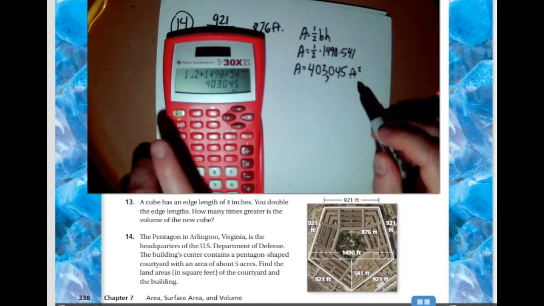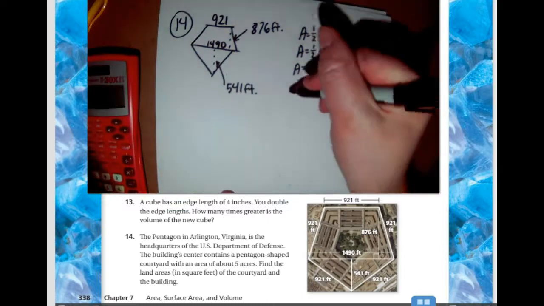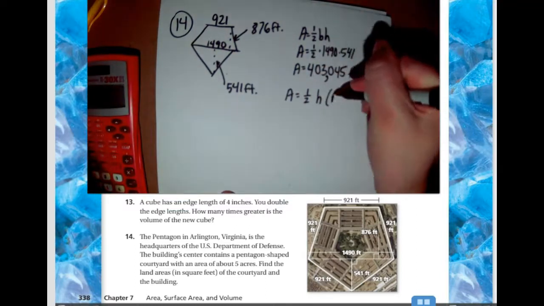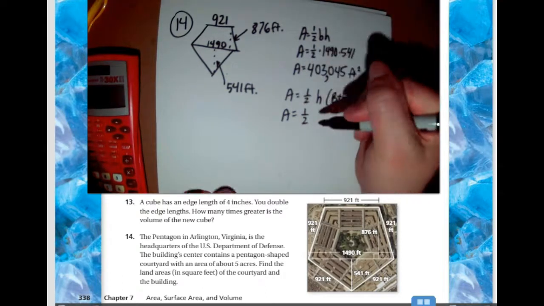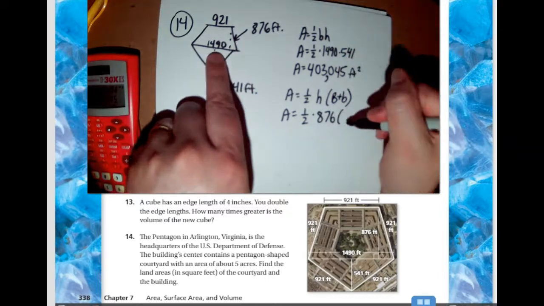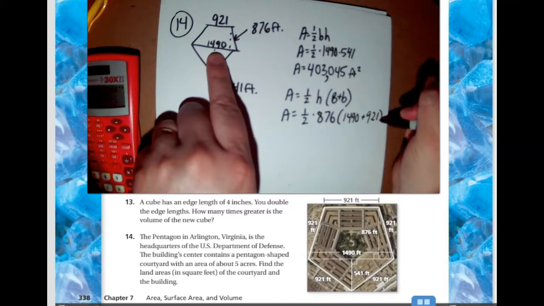But we're not done yet. That's just the triangle part. That's just this part. We've got to worry about that trapezoid too. Remember the area formula for a trapezoid. 1/2 times the height times the sum of the bases. Let's plug in the information we have here. We know the height is 876. We know the bases are 1490 and 921.